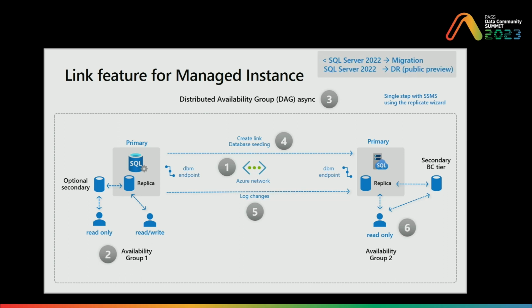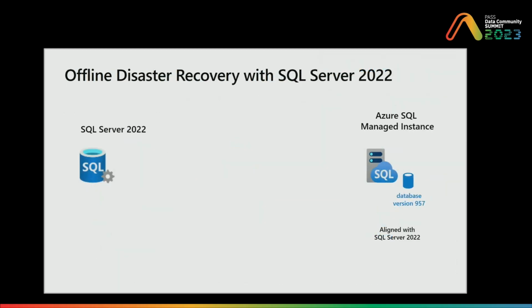So this link is now in public preview. It was in limited preview until before this event. You can also do offline DR, right? So one of the things we did with managed instance: previously, you could not take a backup from the cloud and restore it on SQL Server because the cloud was always ahead. So with SQL 22 and managed instances, we did a database version match, which means you can go both ways, right?